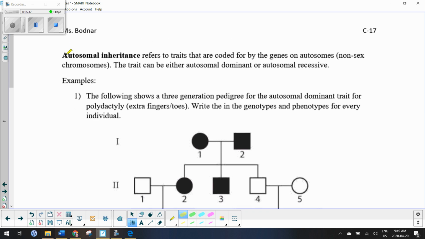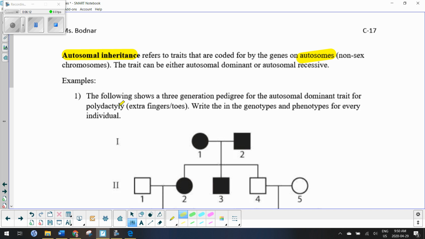So, autosomal inheritance. Autosomal inheritance refers to traits that are coded by genes on the autosome. So these are the non-sex chromosomes. So we have 23 pairs of chromosomes, 46 total. The 23rd pair is considered your sex chromosomes, your X and Y. So everything else, 1 to 22, is autosomal. So any gene located on a chromosome 1 to 22 is known as an autosomal trait.